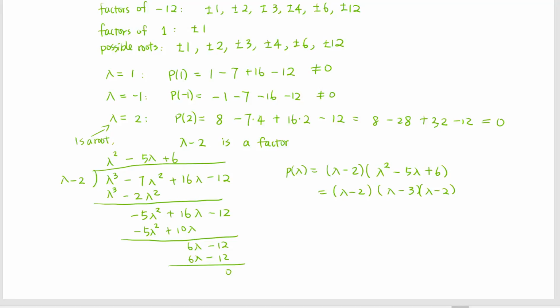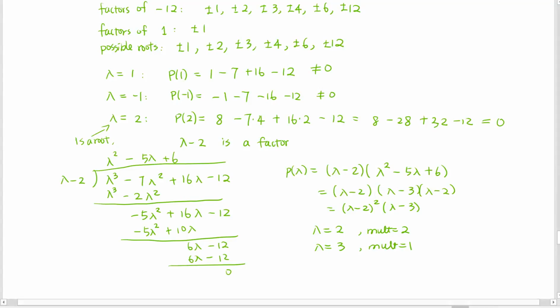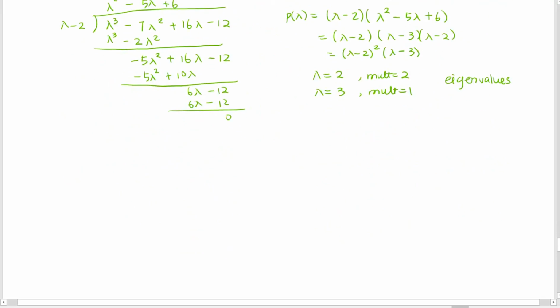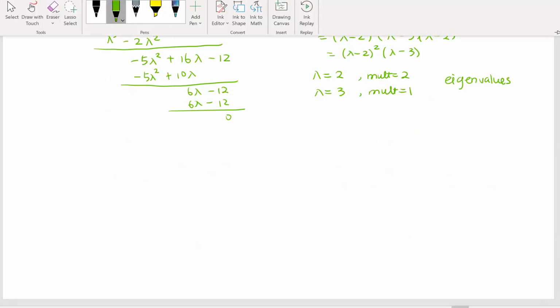So you can see here, lambda minus 2, we have 2 copies of that. So lambda equals 2 is a repeated root with multiplicity 2, and lambda equals 3 is a root with multiplicity 1. We have 2 eigenvalues. Then for each of the eigenvalues, let's find the eigenvector. Yeah, it's a long problem. So you will open your mind today.